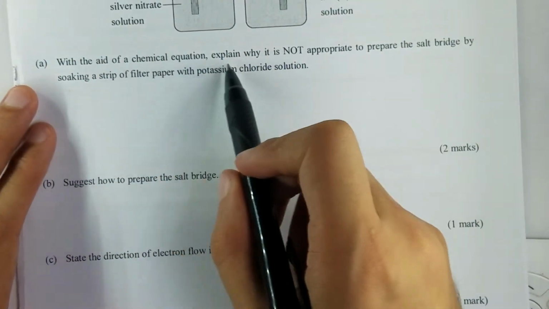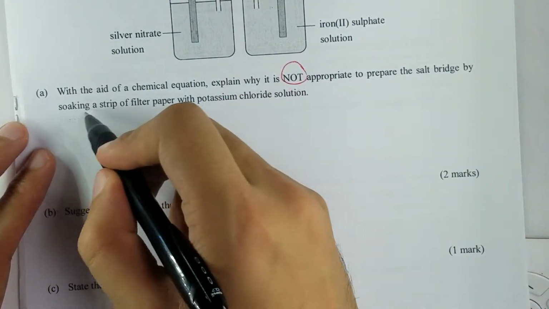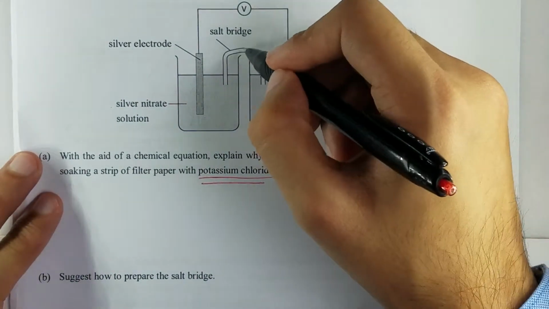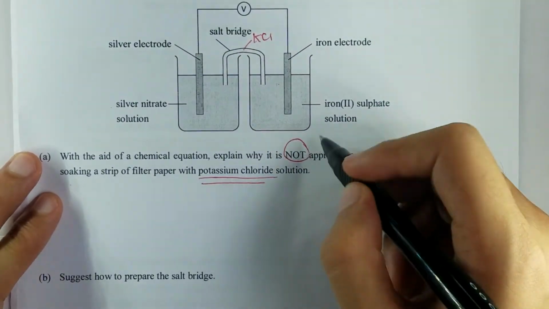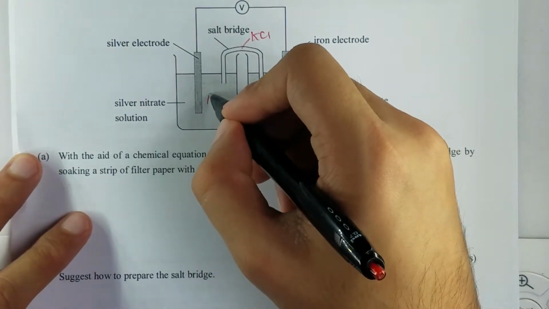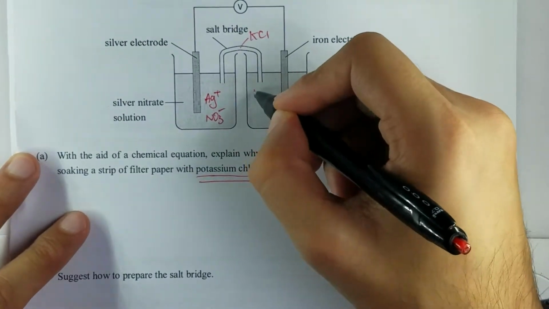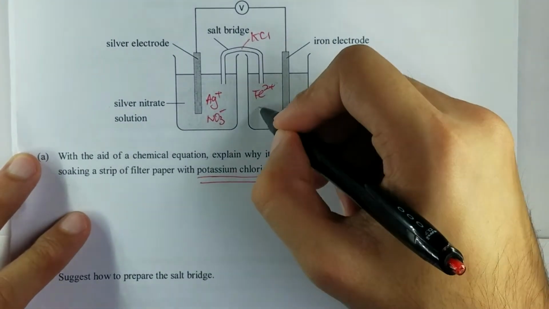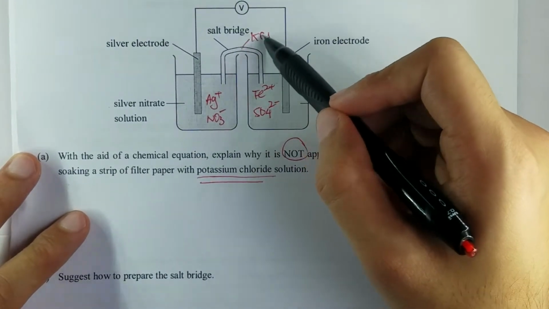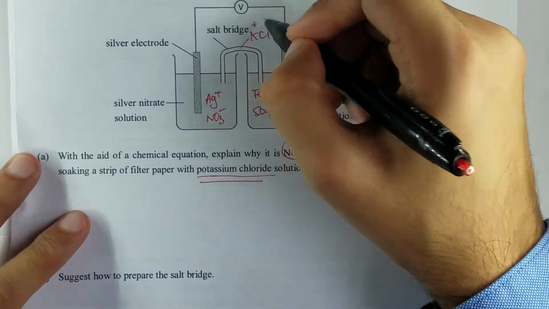Now, with the aid of chemical equation, explain why it is not appropriate to prepare salt bridge by soaking a strip of filter paper with potassium chloride solution. So now we are using potassium chloride, and it's not appropriate. Now let's see what ions are contained in this solution. So we have silver, we have nitrate, we have iron 2, and we have sulfate. So now we have to see how will these ions react with these anions and cations. So we have positive and negative.